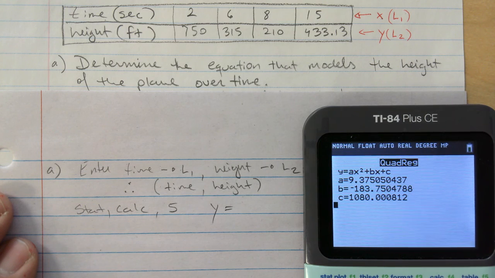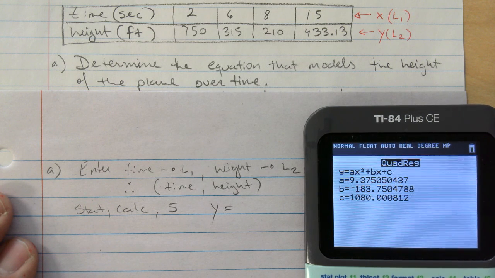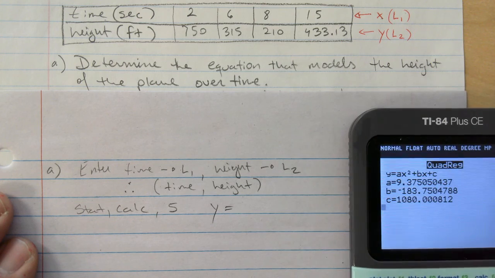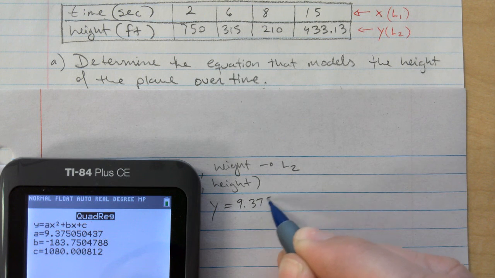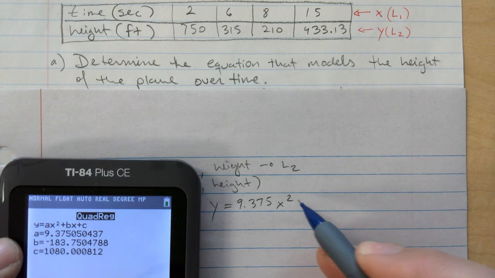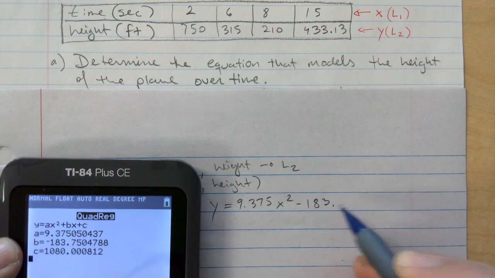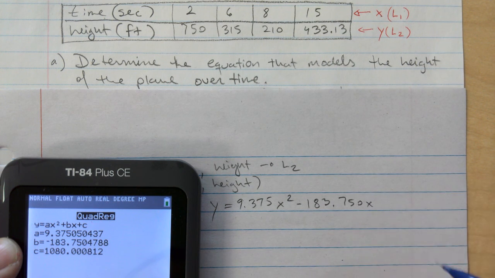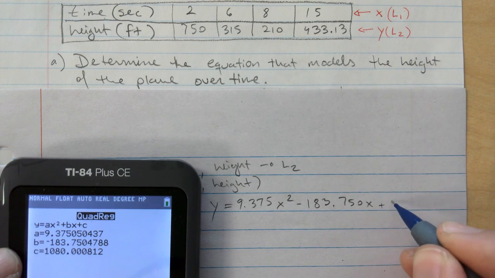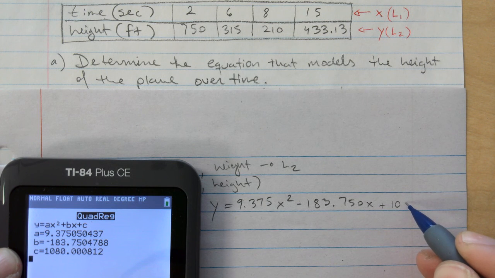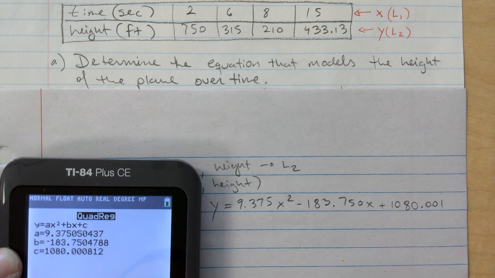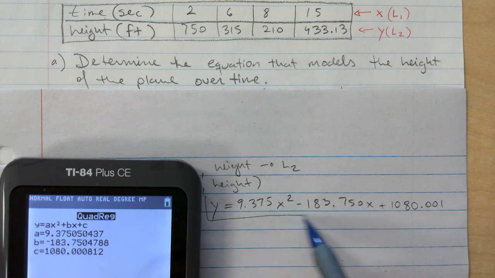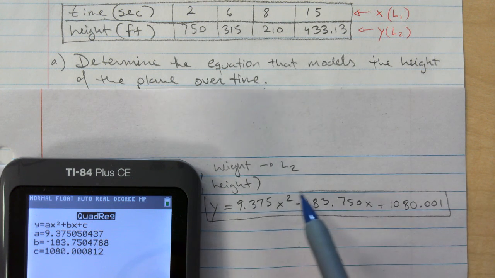So there I have 9.375. I'm going to take 3 decimals there, right? So let me just bring this over here. 9.375 x squared, don't forget the x squared, minus 183.750x plus 10,080, and that one would be 001 if you want to go by that, right? If you want to go 3 decimals throughout, you don't have to.